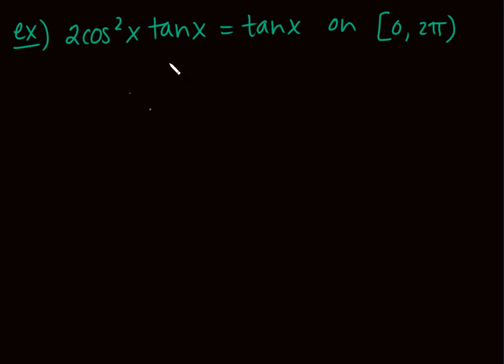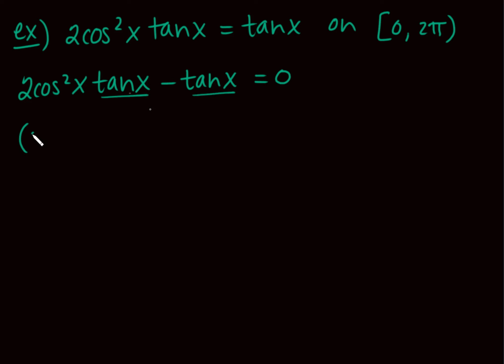So the trick here with something like this, you might want to change it into sine and cosine, but I actually wouldn't do that because we're going to get fractions. So the trick here is to actually subtract. I guess you could turn it into sine and cosine, but I think this will be easier. I'm going to subtract tangent of x from both sides. And then what I notice is, what do we have that is common in both terms? I have a tangent of x that's common.